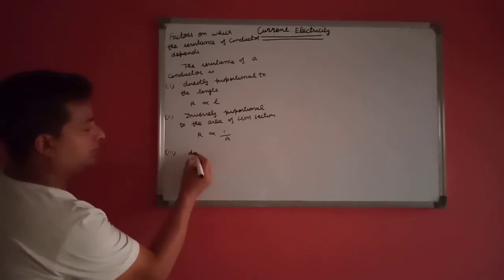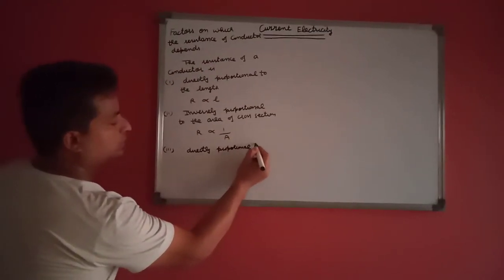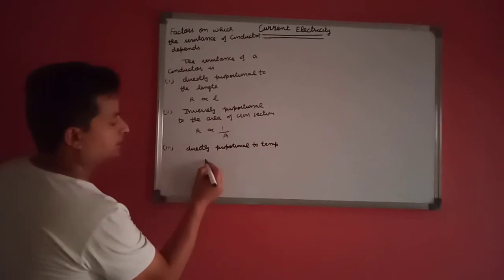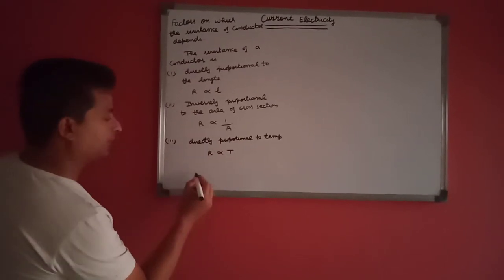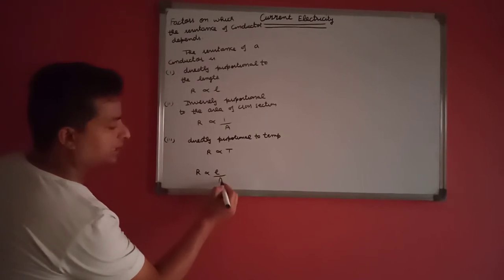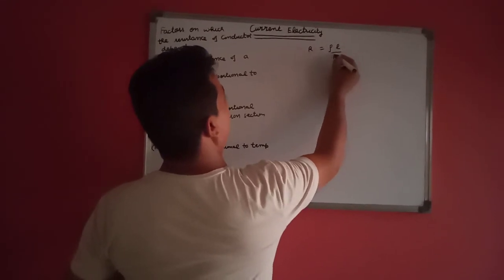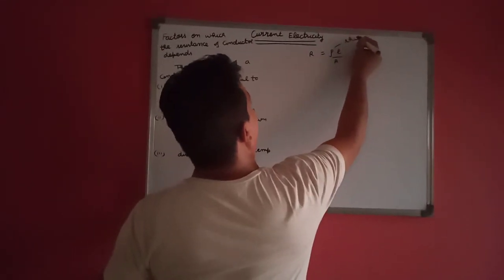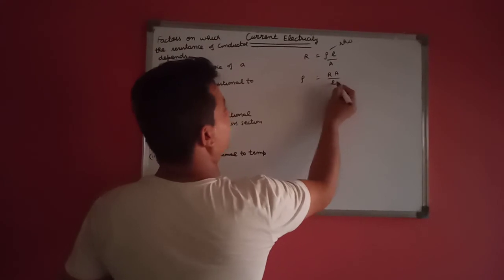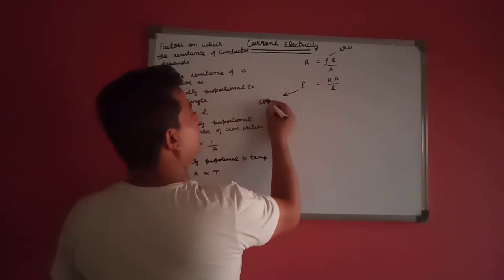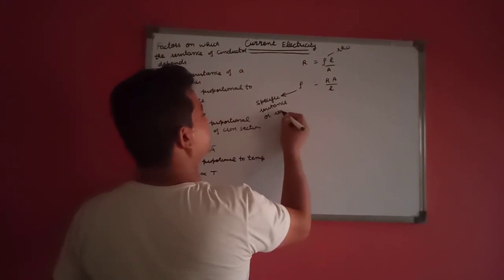Third, it is directly proportional to temperature. R is proportional to T. This factor is considered when there is a flow of current. When we combine the first two factors, R is proportional to L upon A. This is called rho, L upon A. This is the symbol rho. Rho is RA upon L. It's the constant of proportionality called specific resistance or resistivity.